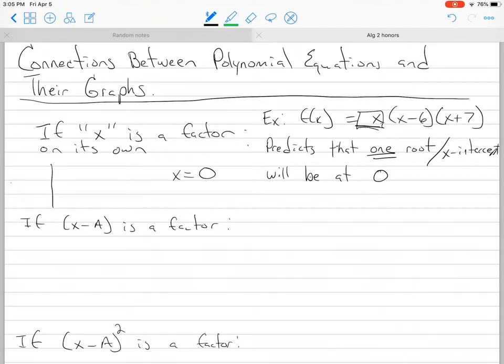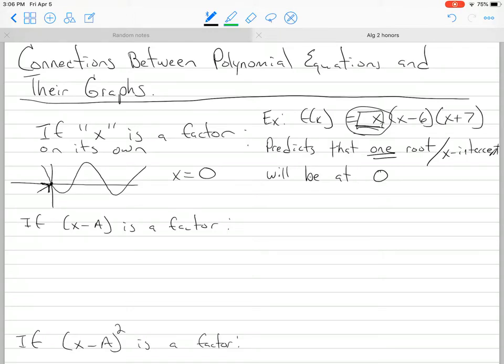If I was to draw this, I don't know how, but I know at some point one of those roots is going to be right here. It's going to cross the x-axis at 0, somehow, some way, because this x right here is a factor. So that's a big thing that you need to get.